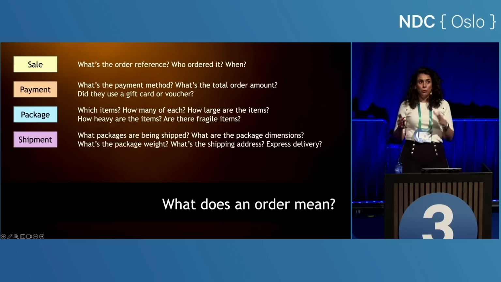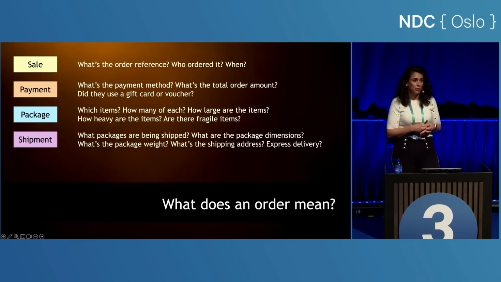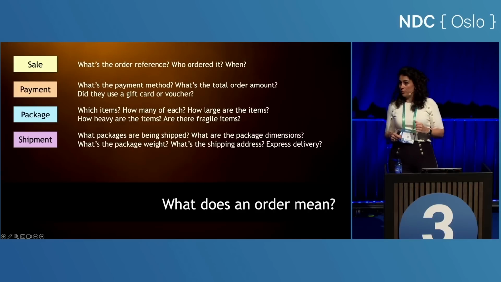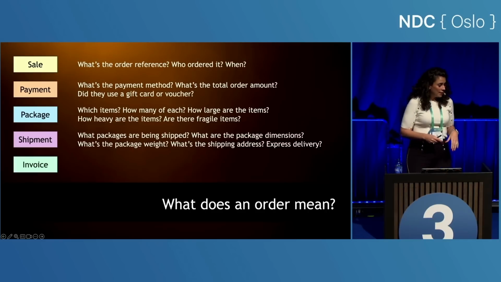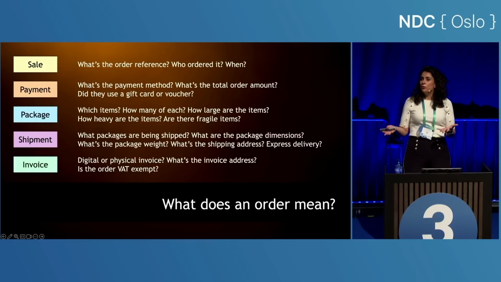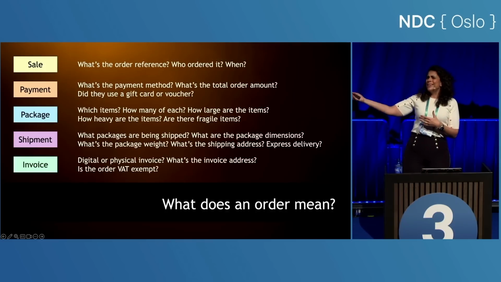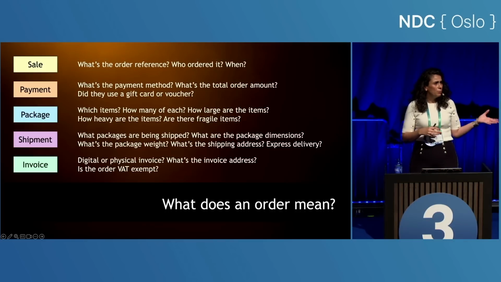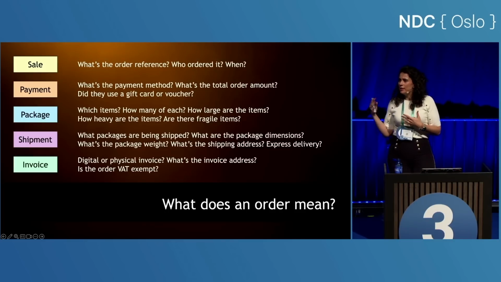And during shipment, we want to know how many packages are we actually going to ship so that we can understand that. What are the package dimensions? Did they maybe choose like expedited shipping or something like that? And then finally, in the context of an invoice, usually we want to know, did they ask for a physical invoice, a printed one, or do they want it delivered to their mailbox? And are they maybe VAT exempt? Because then we may need to adjust our invoice.